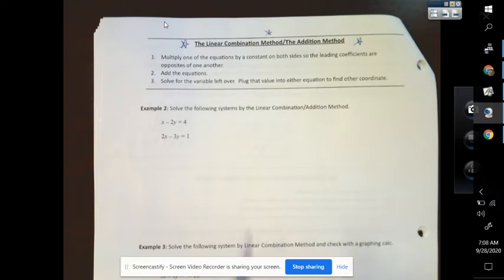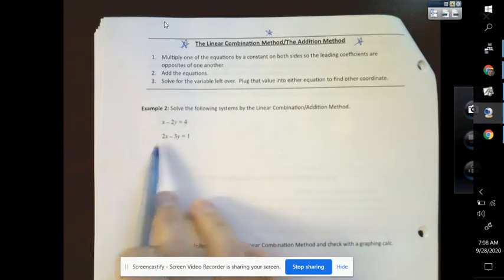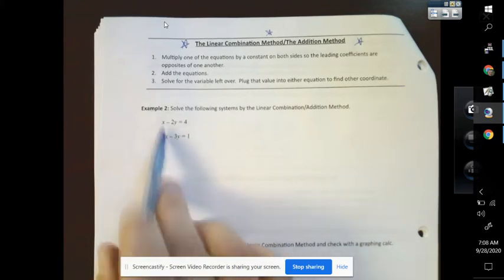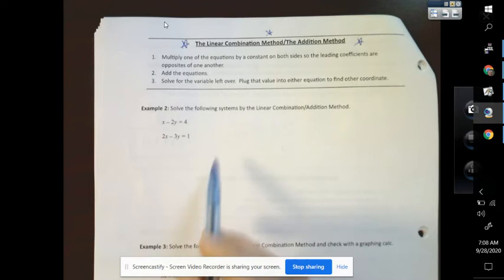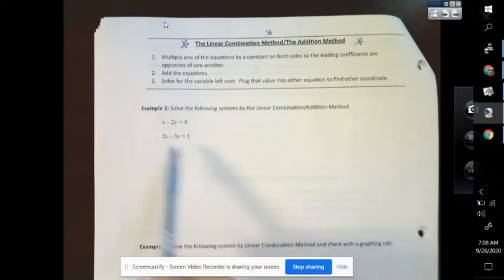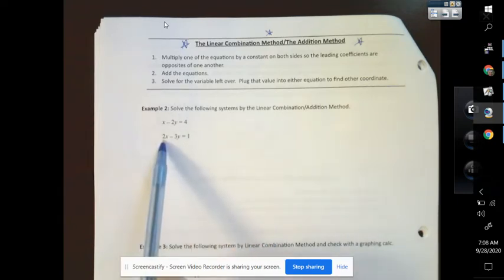So what we're doing here is this: x minus 2y equals 4, 2x minus 3y equals 1. I basically want to get either the x or the y to cancel out. You're allowed to multiply through these equations by a constant to do so. I have a positive 2x down here, so I would love to turn the 1 up here into a negative 2. If I can do that, when I add them, they'll cancel out.